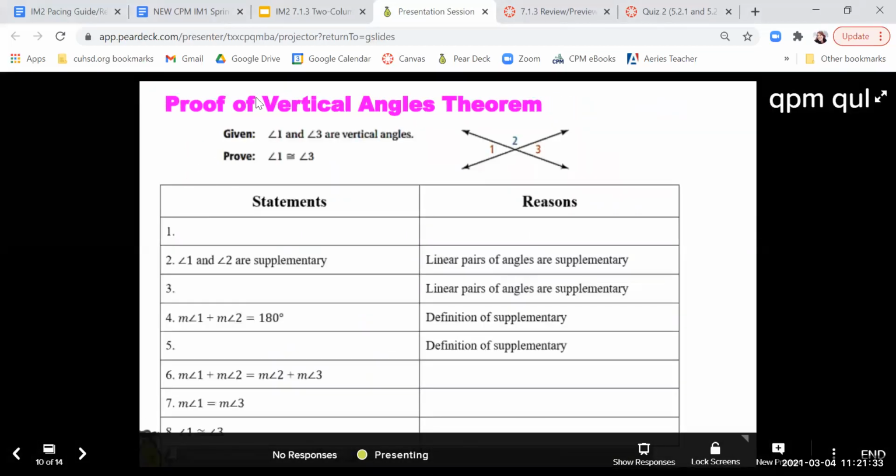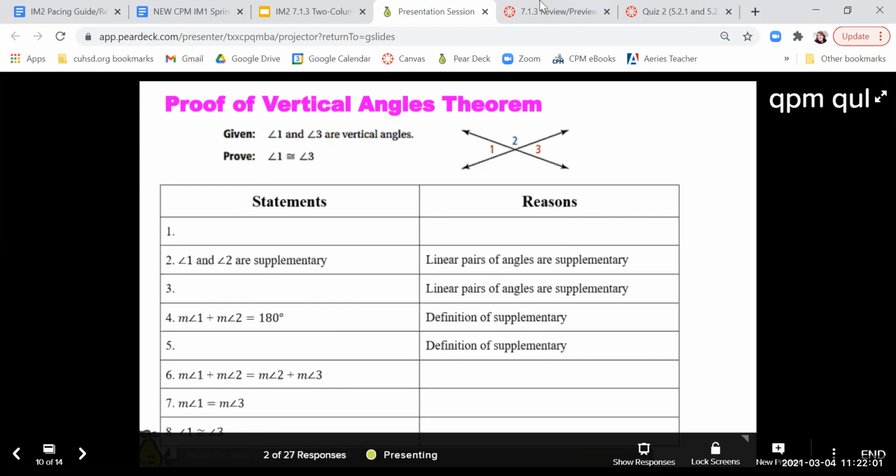All right, so proof of the vertical angles theorem. What we're going to do is start with a diagram of two lines that cross and create angles. And then we're going to name angle 1 and angle 3 as vertical angles as our given. We're going to call them vertical angles. And then by the end, we're going to prove that they equal each other, that they're congruent to each other. So we start with our given and we end with what we're trying to prove.